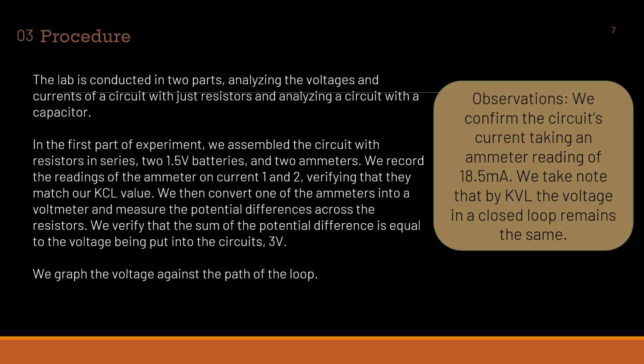Some observations we made: we confirmed the circuit's current, taking an ammeter reading of 18.5 milliamps. We take note that by KVL, the voltage in a closed loop remains the same.